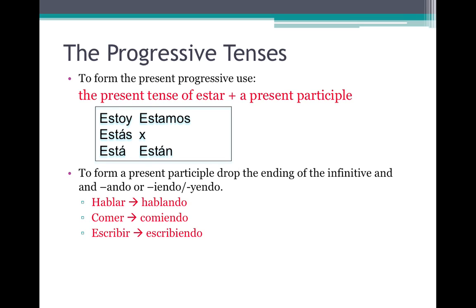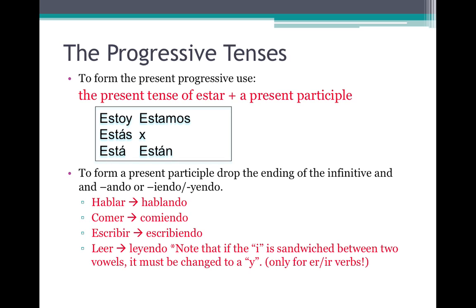Any guesses when we would use the yendo with a Y? Two vowels. It wants to keep this vowel sound strong. So you're going to use the yendo when the stem of a verb, like in leer, the stem of it is L-E. When the stem ends in a vowel, you're going to use the yendo with a Y. Normally it would be I-E-N-D-O, but the I has to change to Y to keep that strong. And that's only for ER and IR verbs. AR verbs it doesn't apply to.